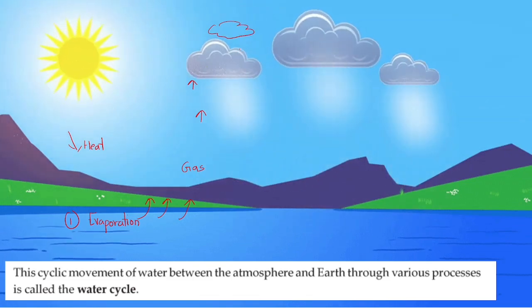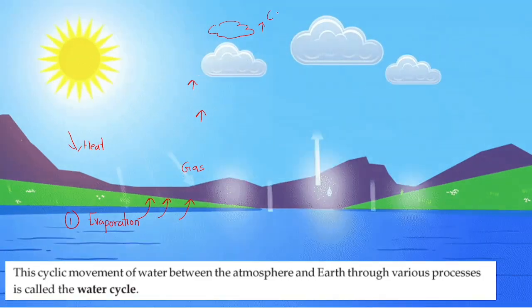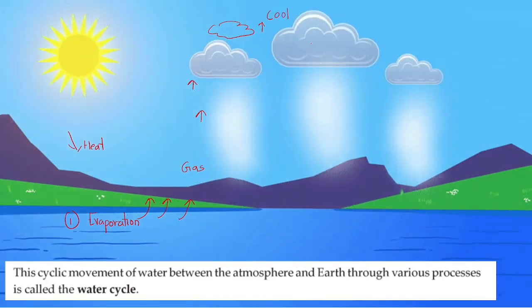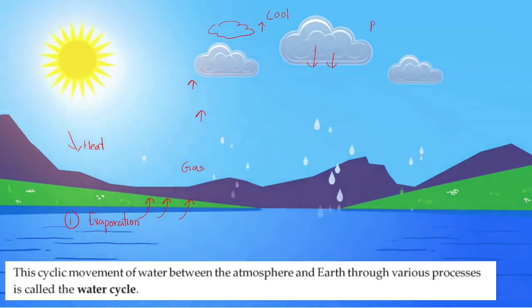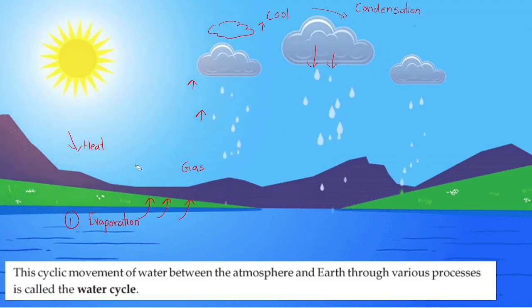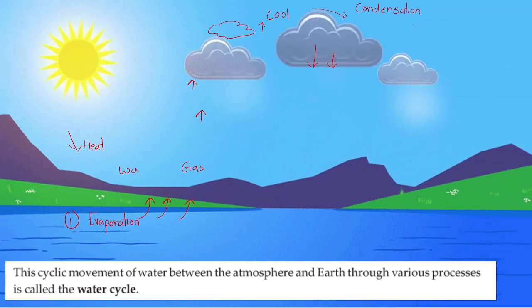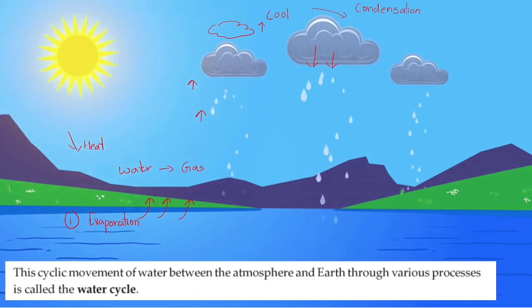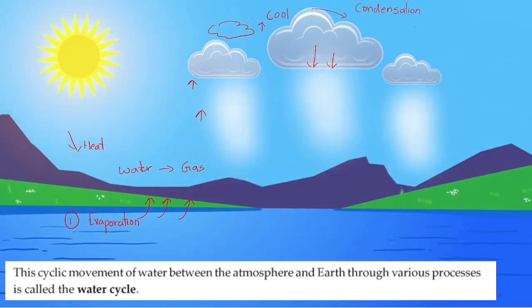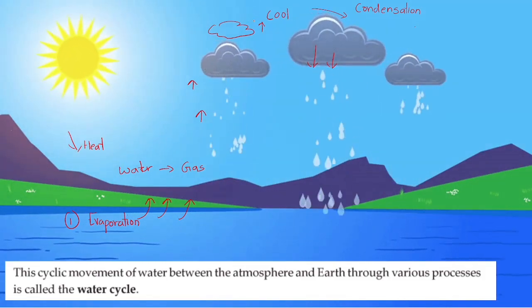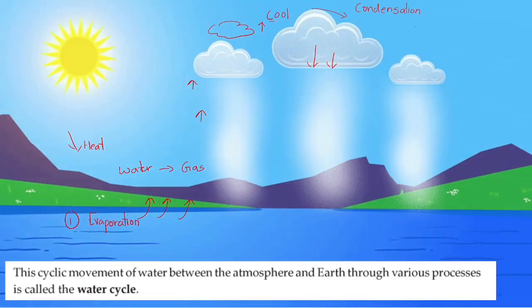Afterward, once the cloud reaches a particular height where the temperature is very cool, the water comes down in the form of rain and we call it precipitation. So first we have evaporation, that is the conversion of water from the water phase into the gas phase. Once the water goes up, it forms the cloud. As the clouds go up, the temperature starts decreasing, so it's very cool over there.